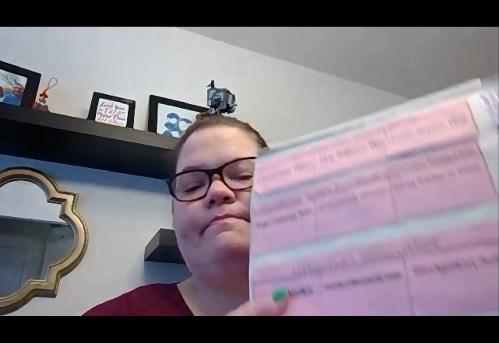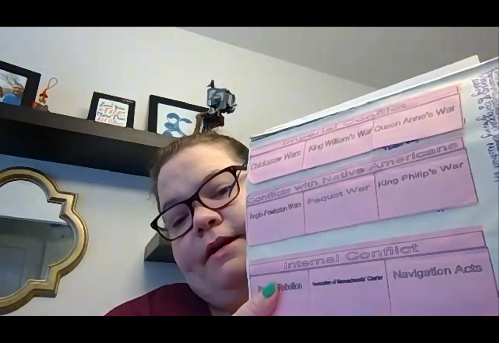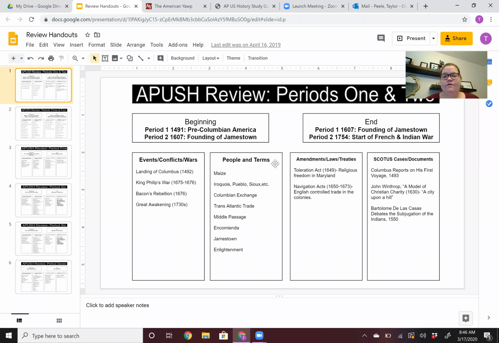As we continue through, we then get some information about the conflict between the early colonists and the Native Americans and the early colonists and themselves. And two key things that we had here from the review handout were King Philip's War and Bacon's Rebellion. So I'll talk to you about those just real shortly.